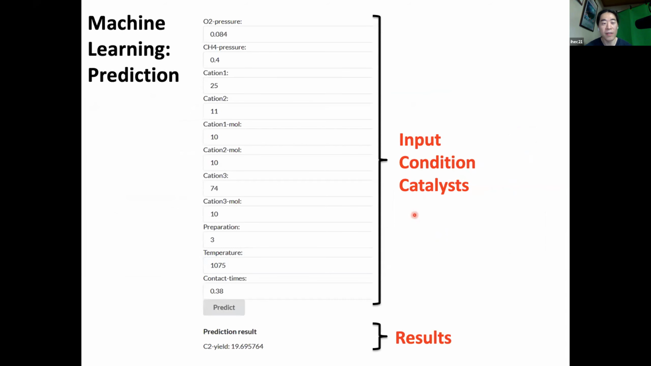And then after you create a machine, you can also predict what would happen. If you put in the experimental condition and catalyst data, the machine is going to predict what would happen. Those things can all be done in a web browser. That's how we try to make everything easy, so that more people can work on catalyst informatics.